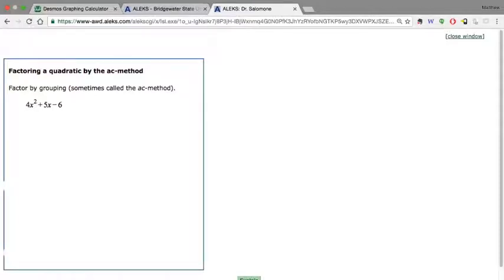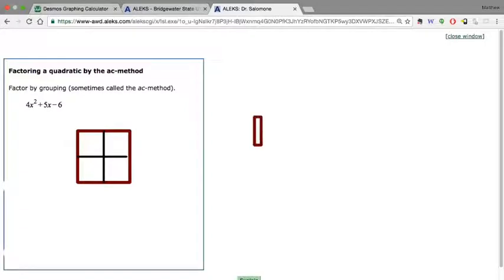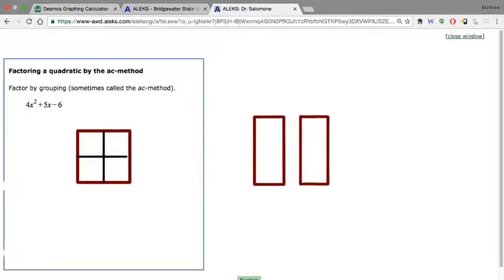And so how this will work is we do want to play the sum and the product game again. Right? That same game that we played with trinomials that have a leading coefficient of 1, we're going to do the same thing here with one exception.